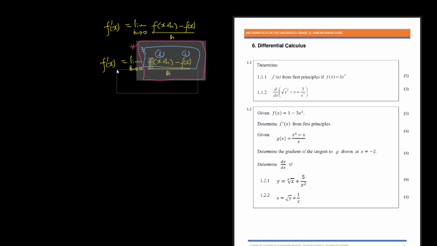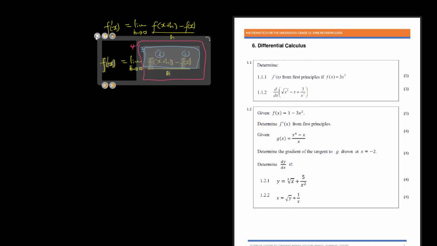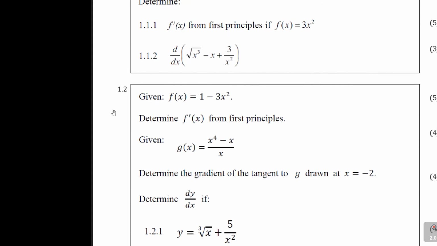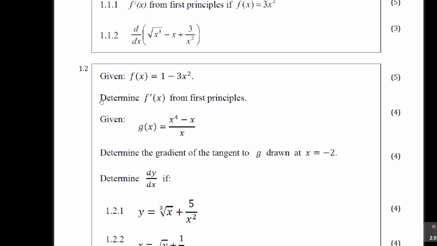Alright, so let's take this off our grid. Okay, take it off again. Alright, so let's look at the next one. The next one says, okay, we did from first principles, 5 marks. Given this, determine the gradient of the tangent to g drawn at x is equal to minus 2.